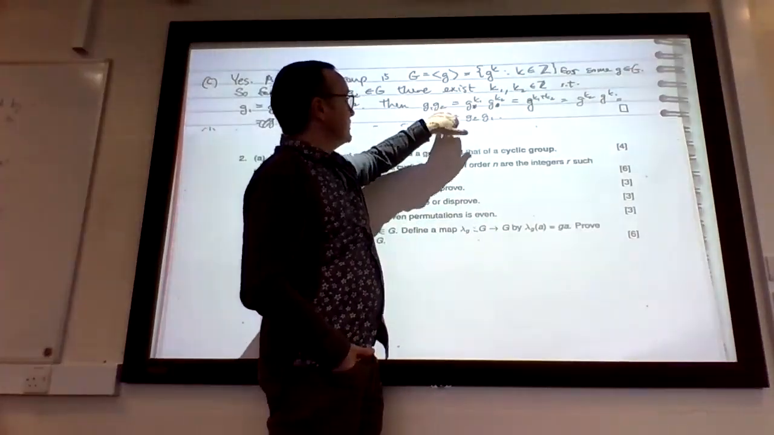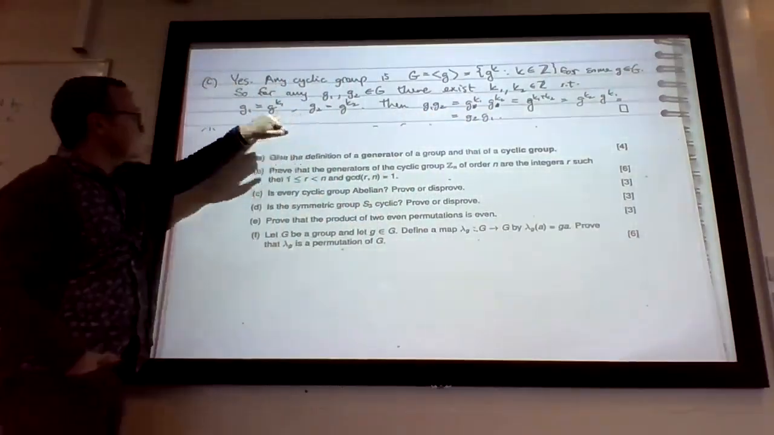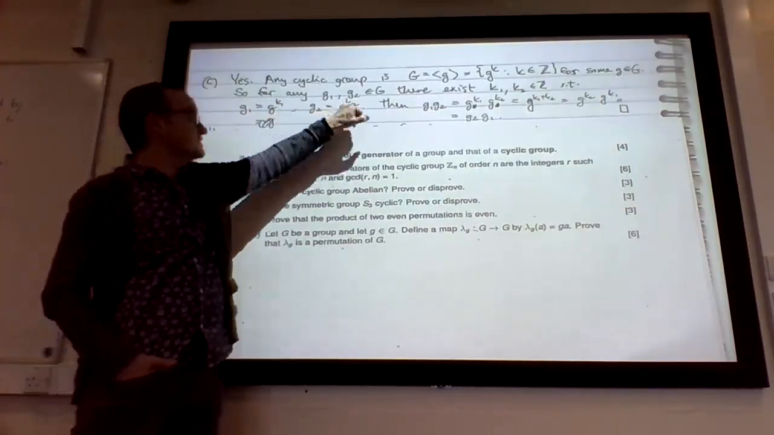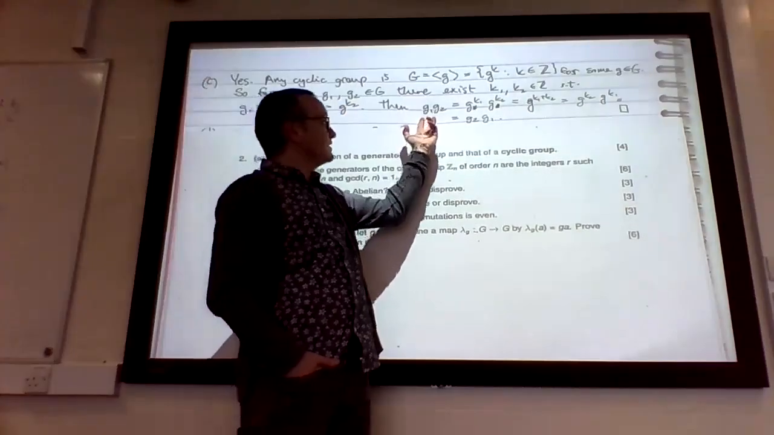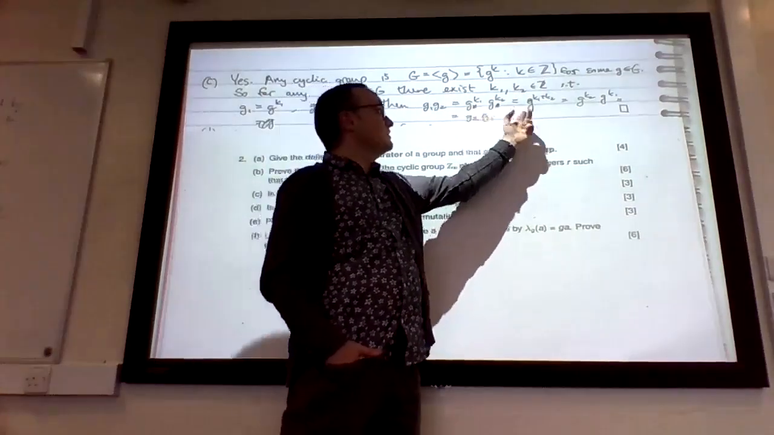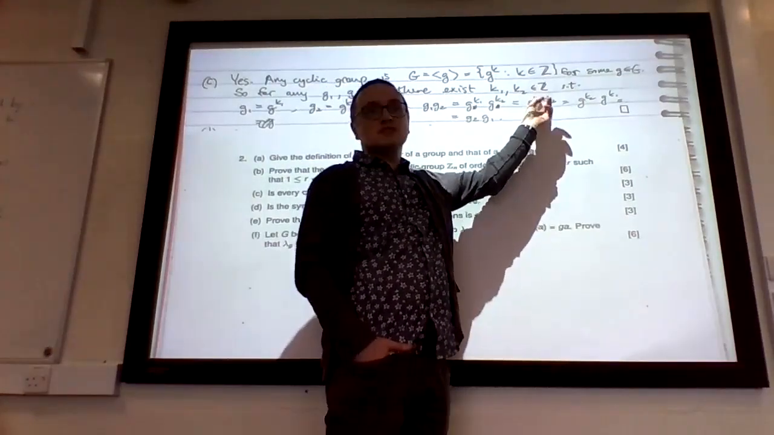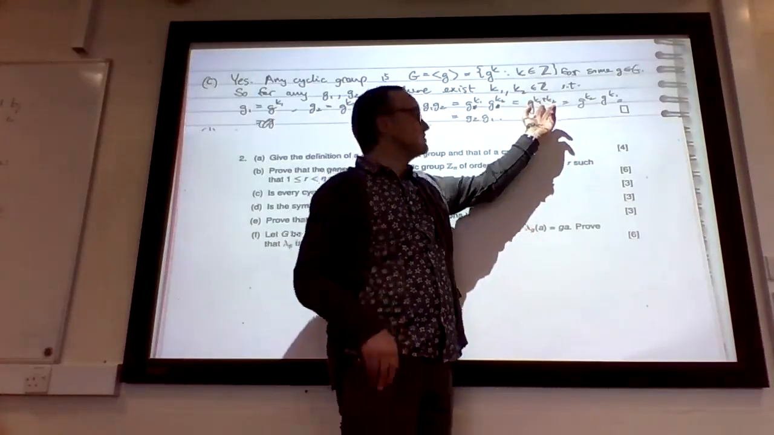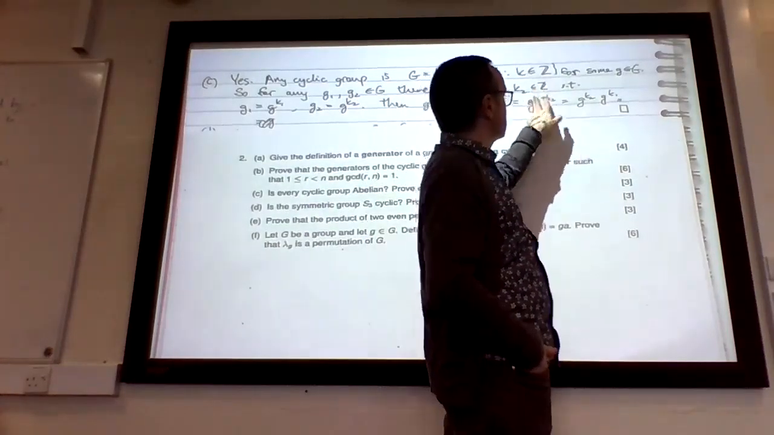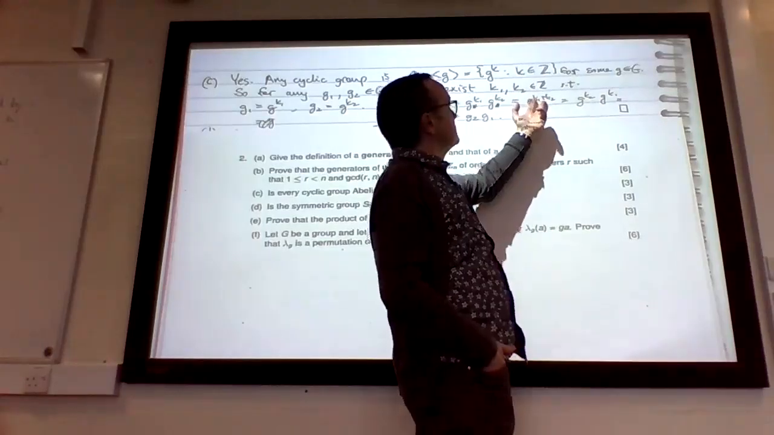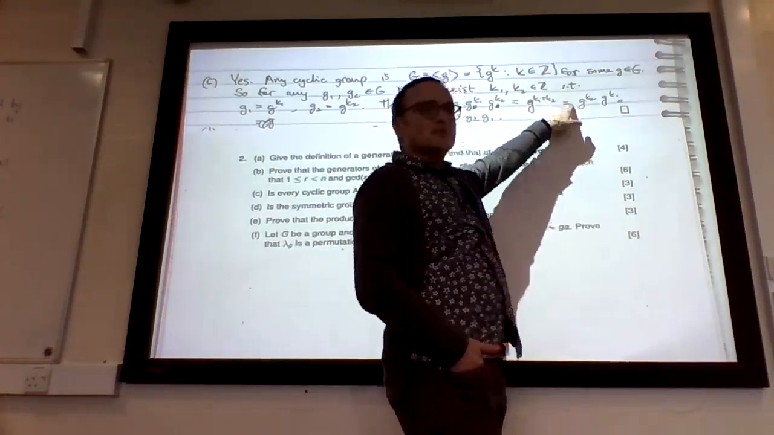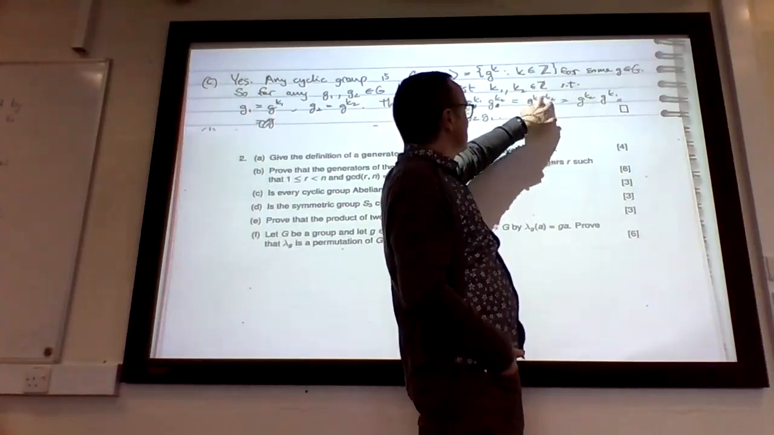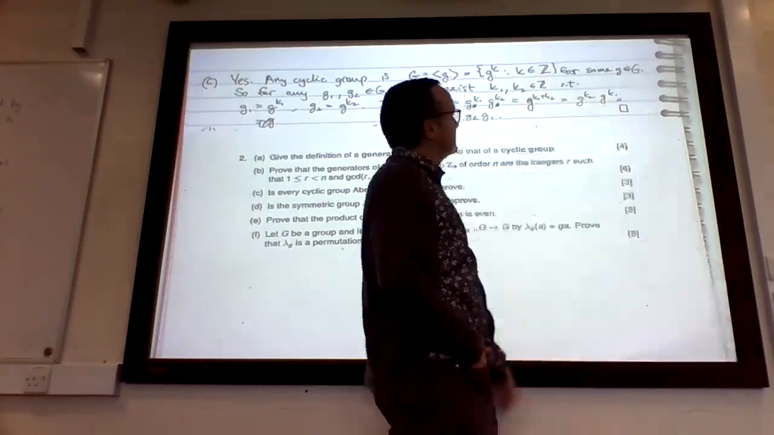So when you multiply two typical elements, one power of g and another power of g, g to the k1 and g to the k2, you're raising g to the sum of the two exponents. And that is abelian, because addition of integers is abelian, so that can be reversed the other way around. Strictly speaking, you want to put in an intermediate step: this equals g to the power of k2 plus k1.